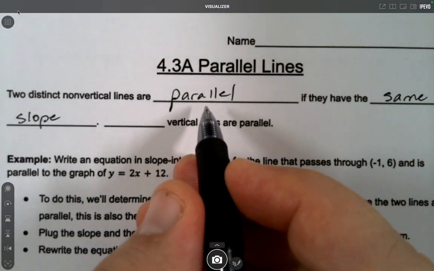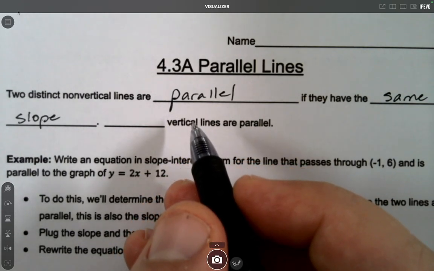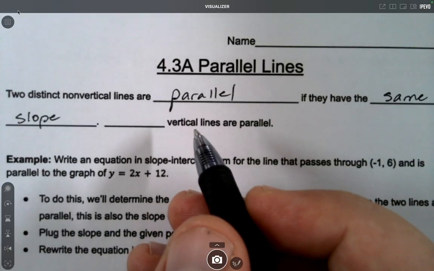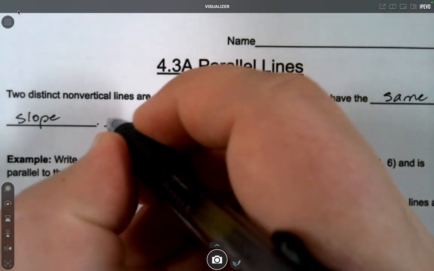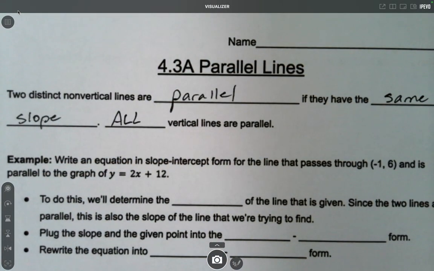So when you hear the word parallel, you need to immediately think same slope. And it turns out that all vertical lines are parallel as well. The reason they set that apart is because vertical lines have an undefined slope, and we can't really say undefined equals undefined, but all vertical lines are parallel.